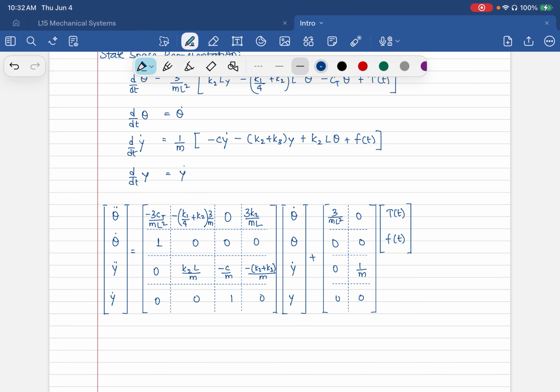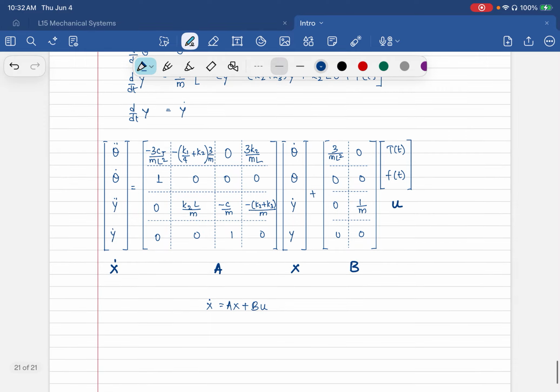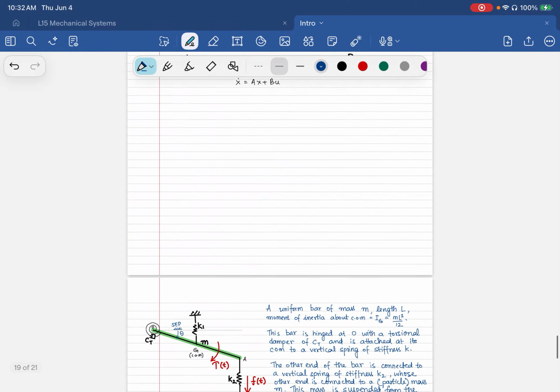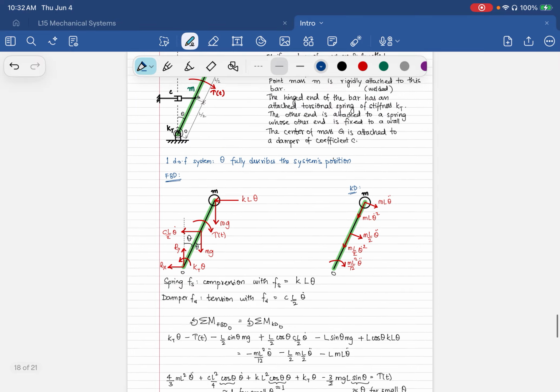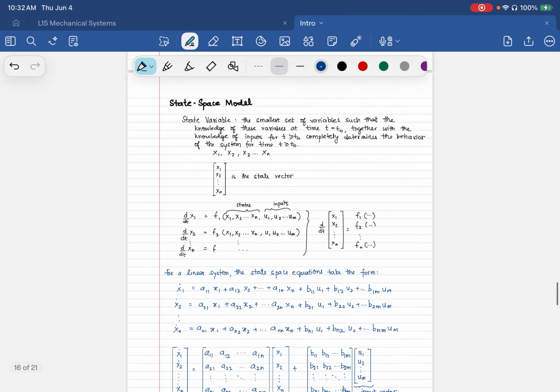So this here is x dot, this here is A, x, B, u, giving you x dot is equal to Ax plus Bu form. Okay. I hope this is clear. We have touched upon a few extensions of ideas that we've been discussing, and we've written it in the state space form.